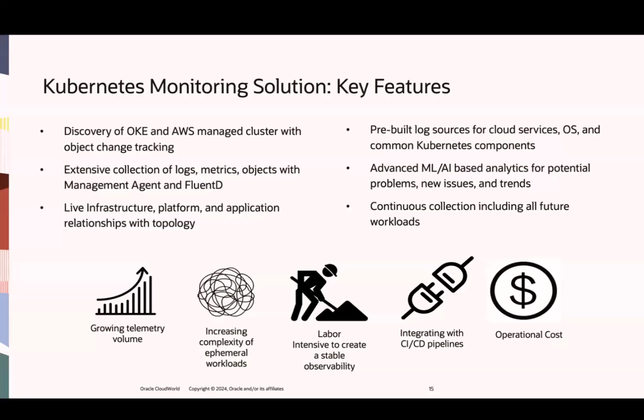Now, what we are offering with the Kubernetes monitoring solution on OCI with logging analytics is we are able to discover your OKE and AWS managed cluster with object change tracking. So as these ephemeral workloads change, we are able to track the changes in the object state, what parameters changed. So from a platform admin point of view, when there is higher resource allocation or unfair allocation of resources or consumption of resources, the levers you have is, hey, what changed in the requirements for that specific workload? We're doing extensive collection of logs, metrics, and objects with management agent and Fluentd.